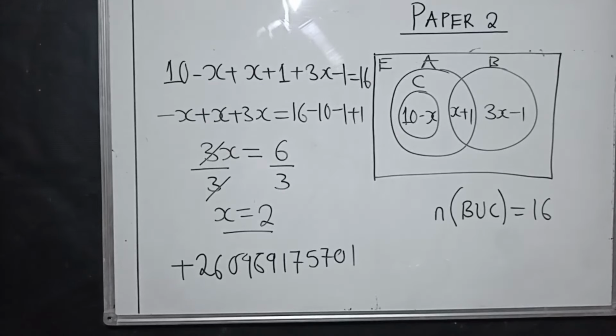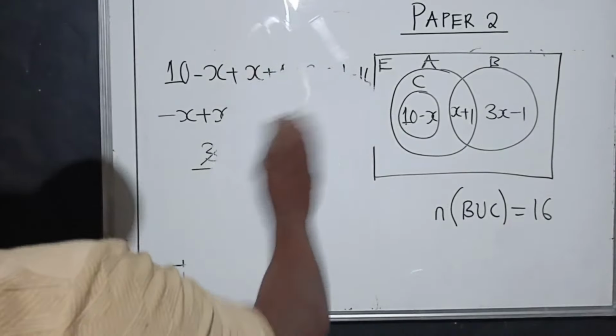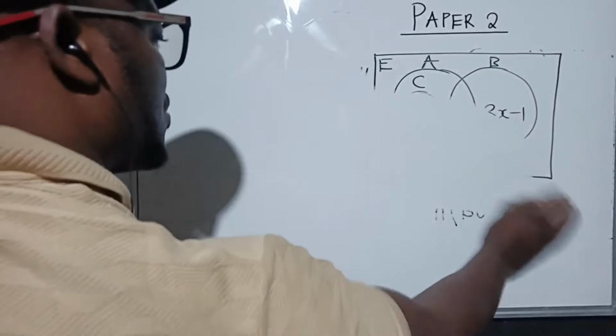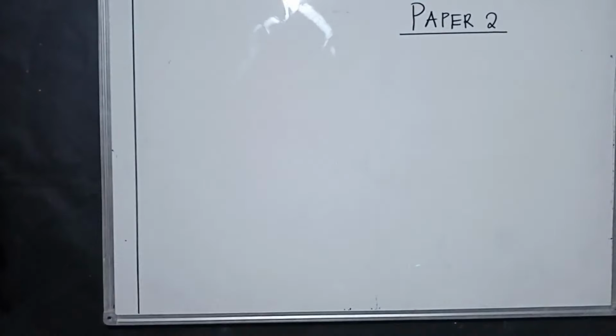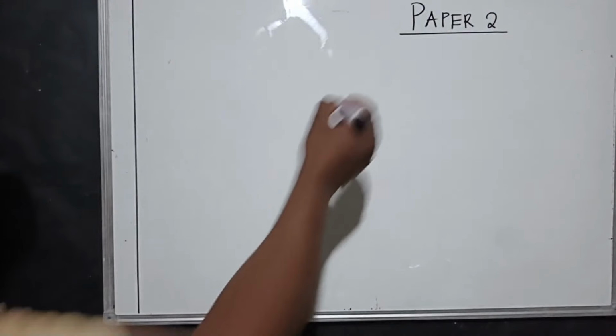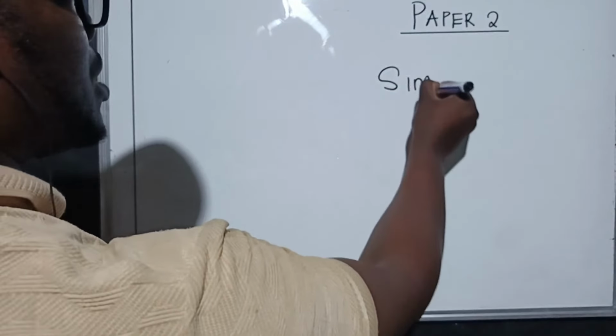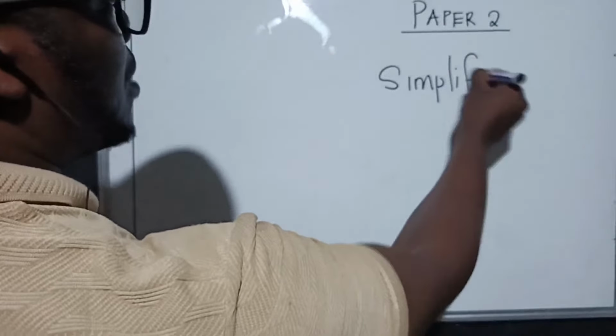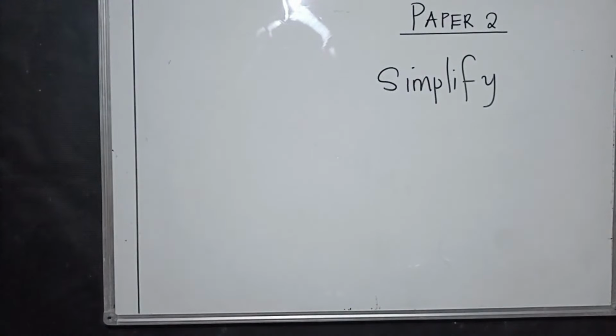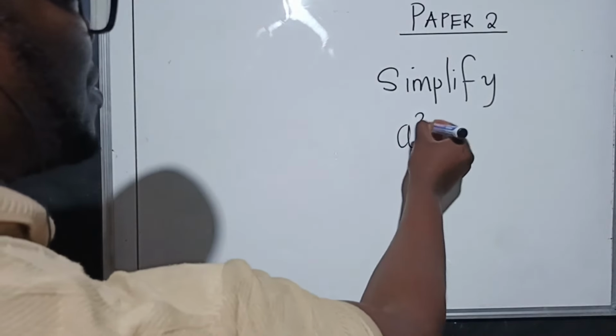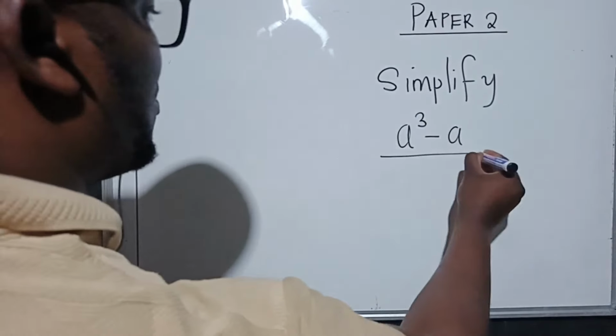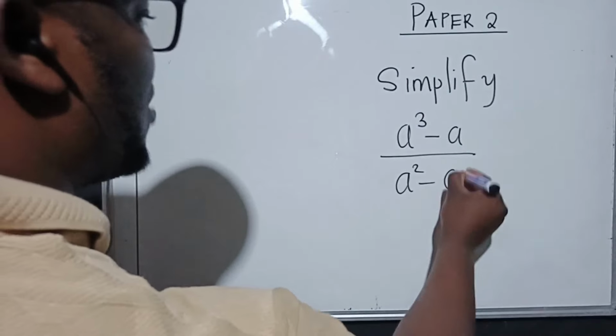Okay, so we go to the next question. For the next question, it's to do with some simplification. They are saying simplify. Get a piece of paper, try to simplify this, and we see the answer that you are getting. And what is it that you are simplifying? You are simplifying a power 3 minus a over a power 2 minus a.